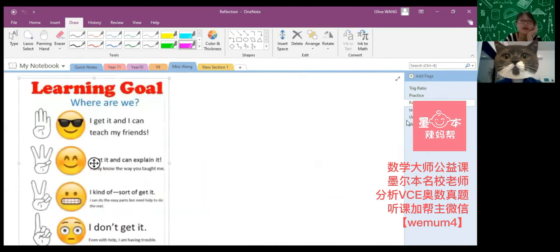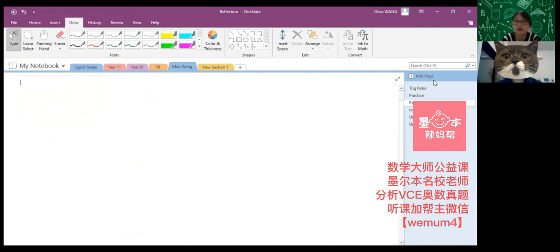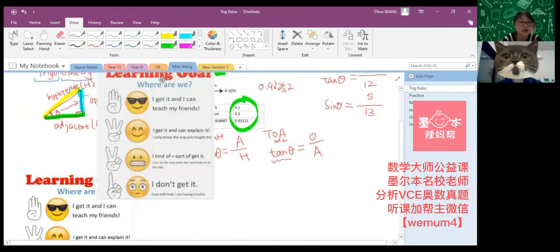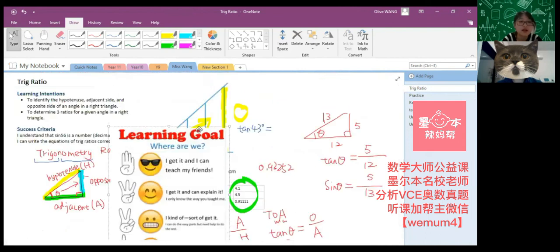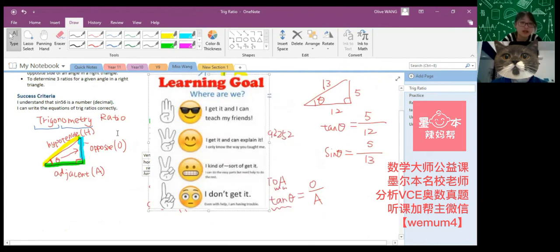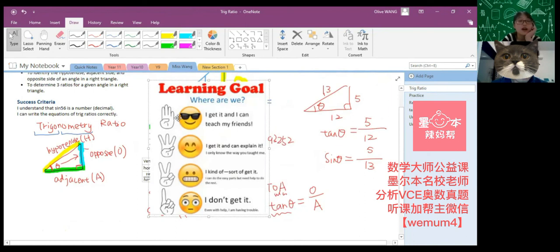See here, everyone. Today, let me copy this one to another page. Let's have a look at the success criteria. Now, everyone, I think this success criteria will be easy, because lots of you are in year 8 and you learned something before. So I hope after this lesson, the success criteria is that you understand the application, how to solve the application question.